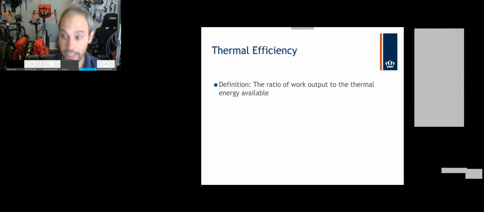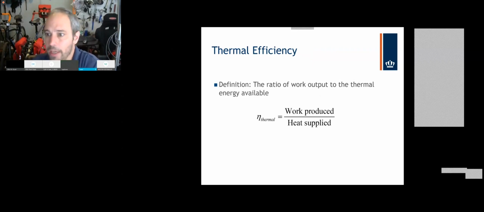So this is for heat engines, which is what we're talking about right now. I didn't define a heat engine. We're not going to do all that today, but you will in thermodynamics. You can Google it too. It's defined as the work produced over the heat supplied. So how much heat was supplied to the water? That's our medium. And then how much work can we actually deliver?